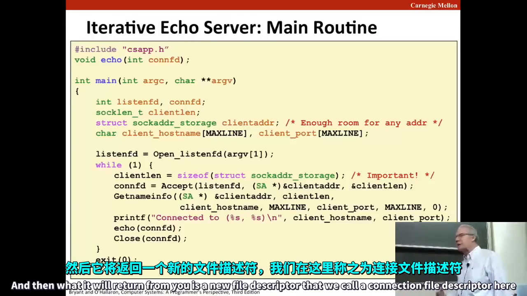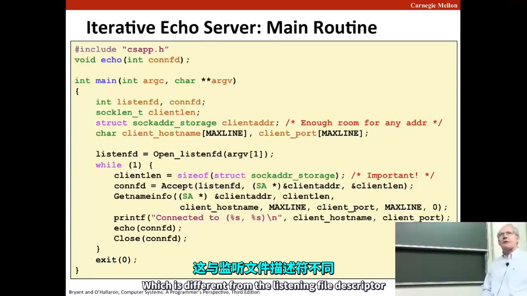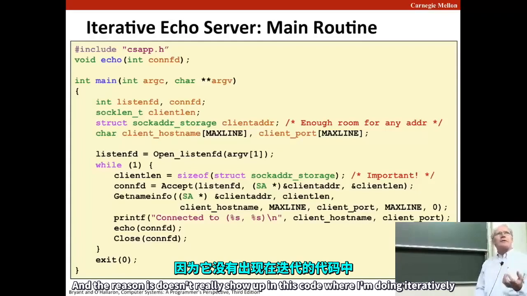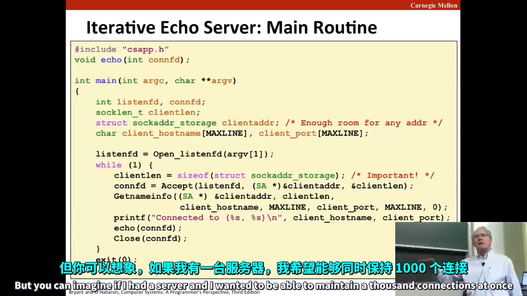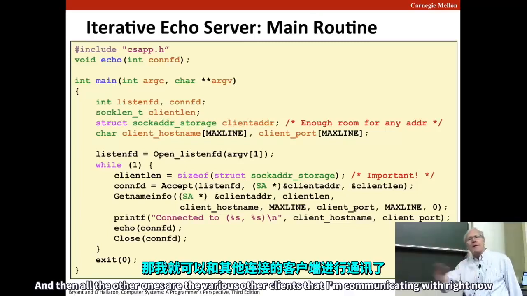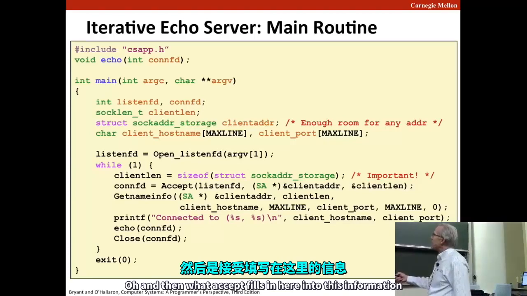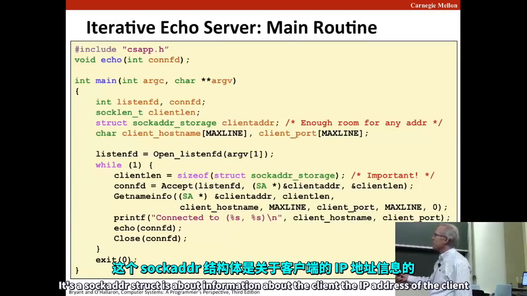And then what it will return to you is a new file descriptor that we call the connection file descriptor here, which is different from the listening file descriptor. And the reason doesn't really show up in this code where I'm doing it iteratively, but you can imagine if I had a server and I wanted to be able to maintain 1,000 connections at once, there'll be one of those file descriptors that I pick up new requests on, and then all the other ones are the various other clients that I'm communicating with right now. And then what accept fills in here into this information, it's a sockaddr struct, is information about the client, the IP address of the client.